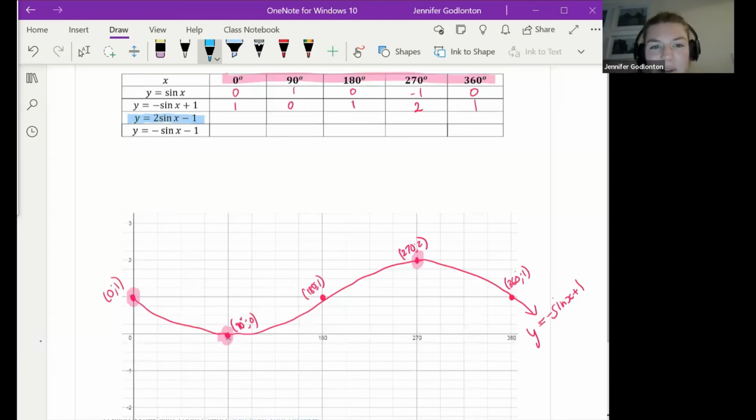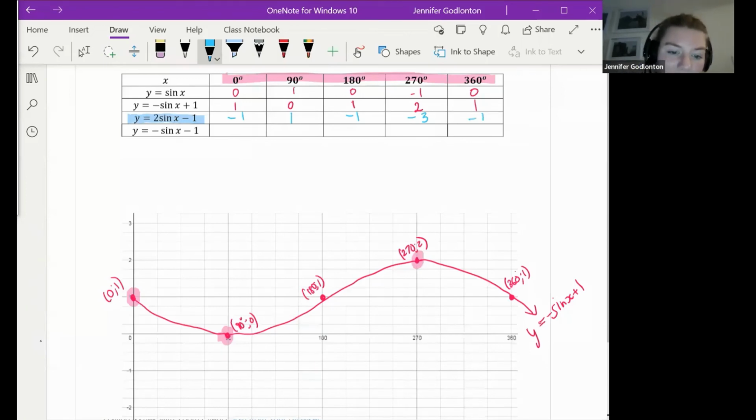Okay, so let's have a look at what this would look like. If I was to put into my calculator 2 sine x minus 1, I'm going to say 2 sine, and then my x value is 0, and I'm now saying minus 1. That's going to give me -1. Then I'm going to have 1, then -1, and -3, and -1. And then we just have to plot that.